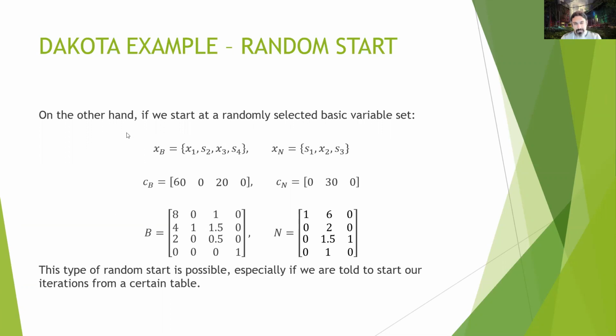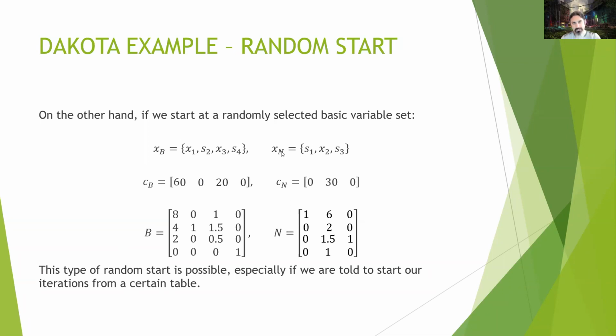So let's just say that these are the basic variables, x1, s2, x3, and s4. This might be an infeasible solution as well. We don't know, but we will see if it's feasible or not. We will see if it's optimal or not by making iterations. Now, for x1, we know that this is a value of 60 in the objective function. x2 is 0, x3 is 20, and s4 has 0.